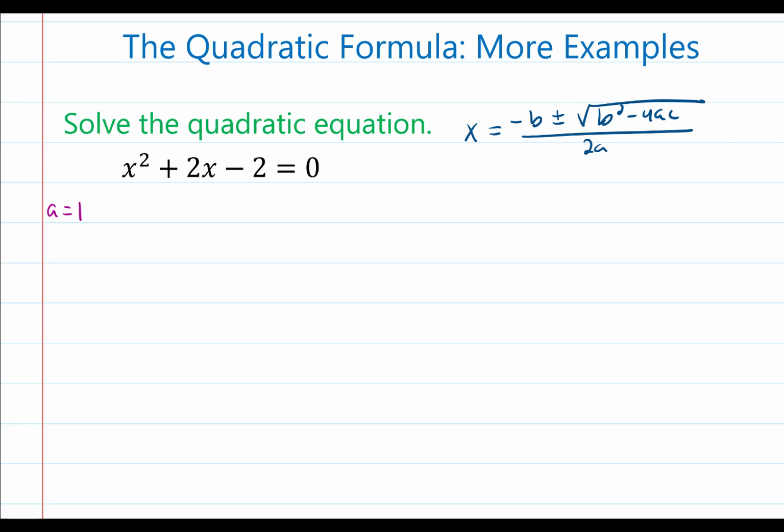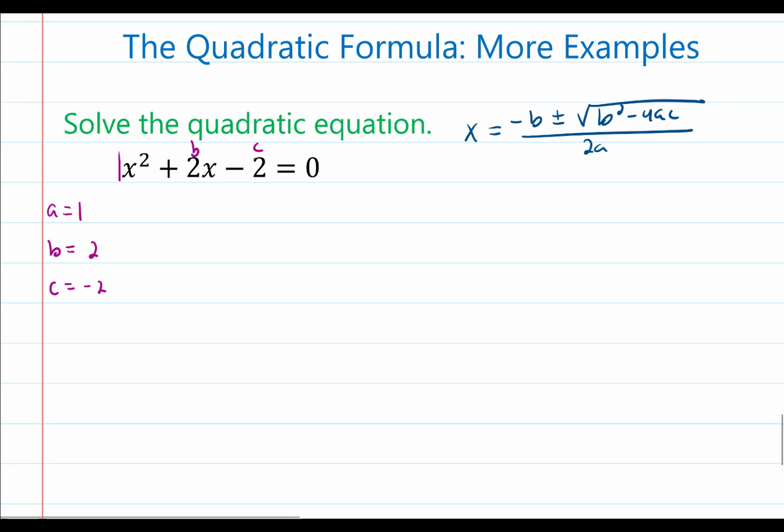A is the value of 1. It's the leading coefficient and the coefficient of x squared. B is a value of 2, and C is a value of negative 2. Now let's replace a, b, and c in the formula with the values of 1, 2, and negative 2.